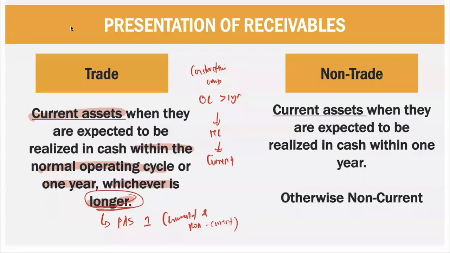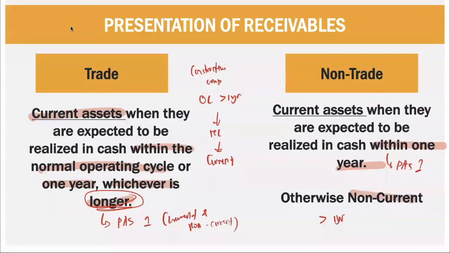Okay. Now, how about your non-trade? How do we present it? It is considered current if it is collectible within 1 year. Current if within 1 year. This is with regard to past one. If not collectible within 1 year, so it is more than 1 year, then it is considered non-current.